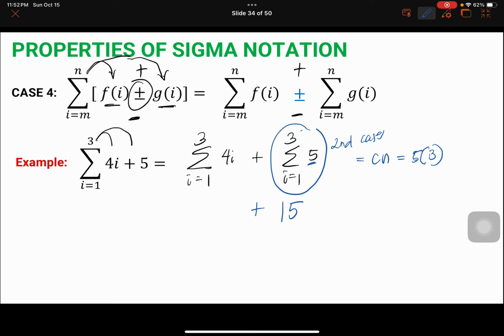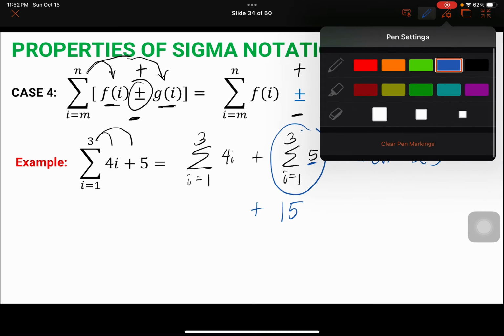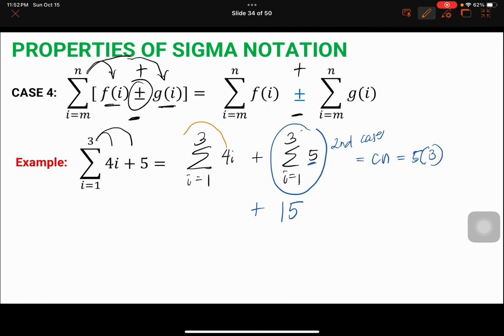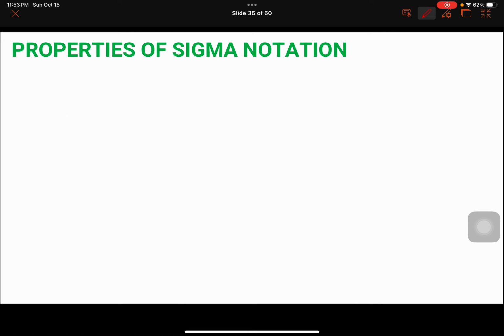On the other hand, if we can recall, may constant tayo, tapos may function tayo. So, we can move first the constant, then maiwan na natin yung i dyan. So, we have summation of i, 4 pala muna, 4 times summation of i, where i is equal to 1 up to 3. But as of now, we don't know the properties of summation of i. So, let's move on first to case 4.